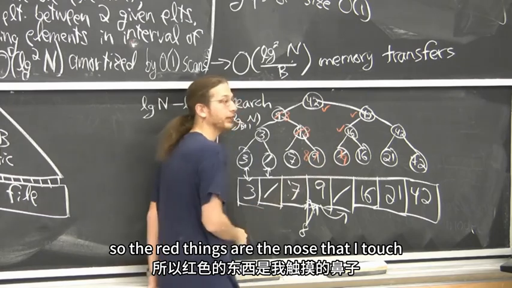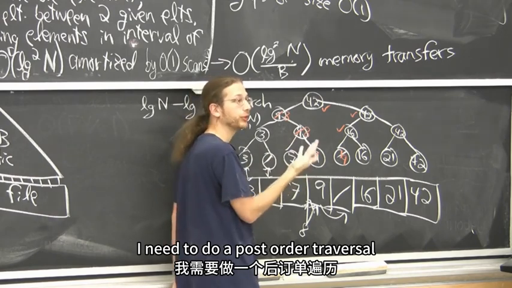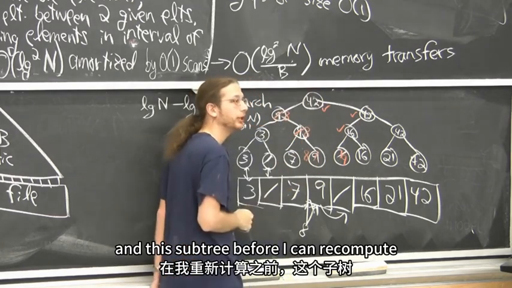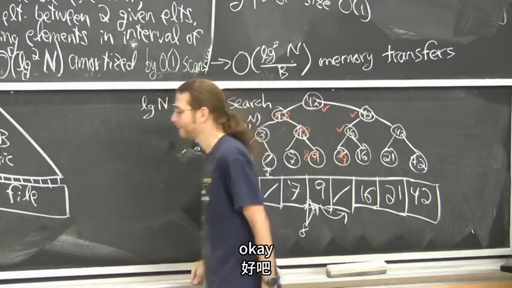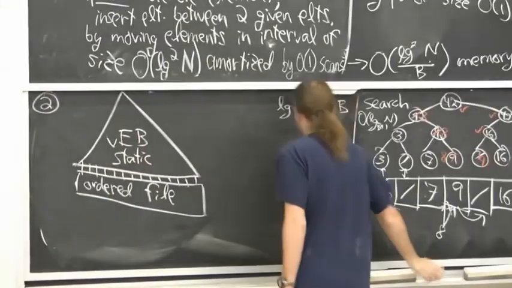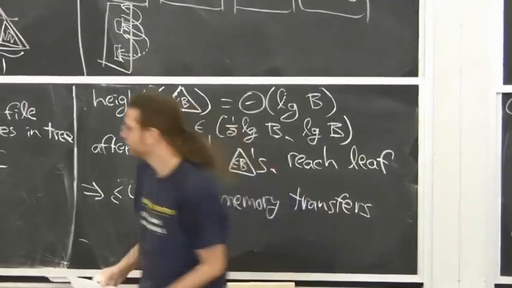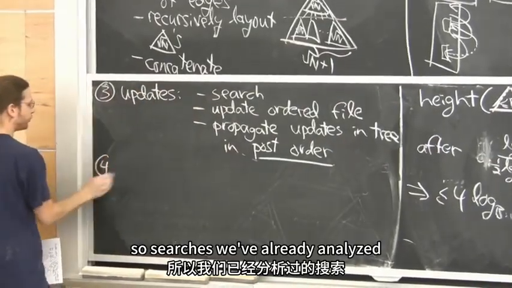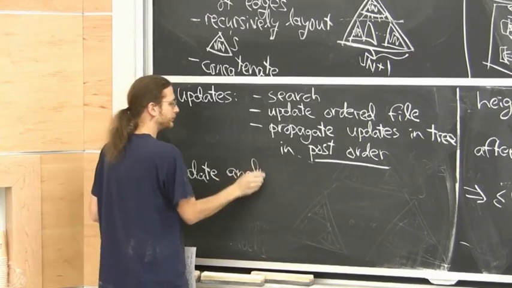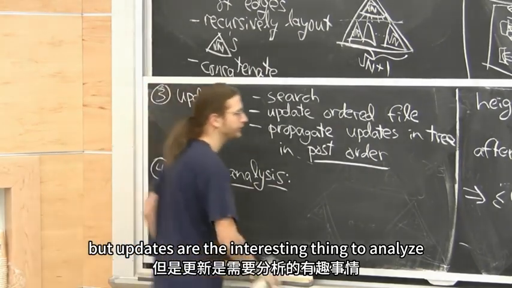So the red things are the nodes that I touch and compute the maxes of, and the order I did it was a post-order traversal. I need to do a post-order traversal in order to compute maxes. I need to know what the max of this subtree is and this subtree before I can recompute the max of the root. Okay? So it's really the obvious algorithm. Now the interesting part is the analysis. So searches we've already analyzed. We don't need to do anything there. That's log base B of n. But updates are the interesting thing to analyze.